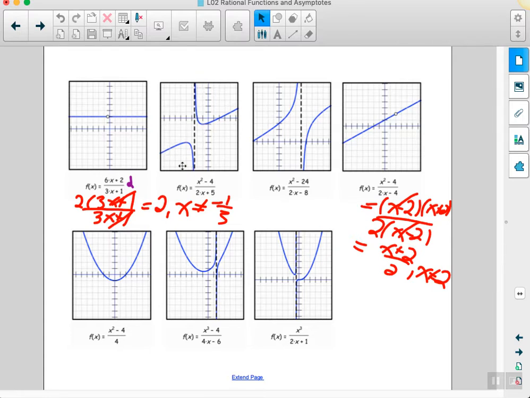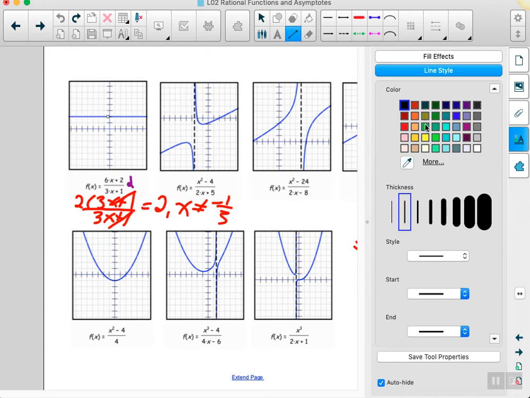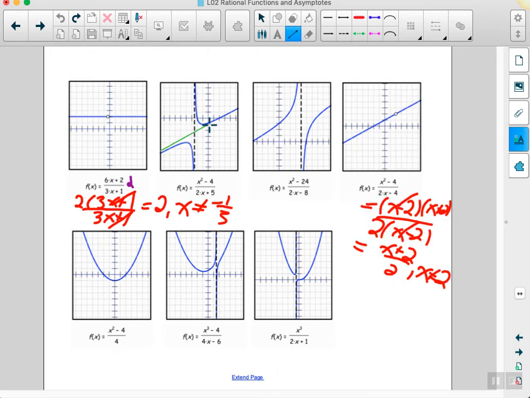This graph has a vertical asymptote, and then it does have an oblique asymptote, or a diagonal asymptote. Let's see if I can grab a line here and change its color. Wow, that's way too thick. Let's just change the color on that one to green. And then I just want you to see that right through there, there's a diagonal asymptote. Now this one also looks like it has a diagonal asymptote right through there. This one has a hole.